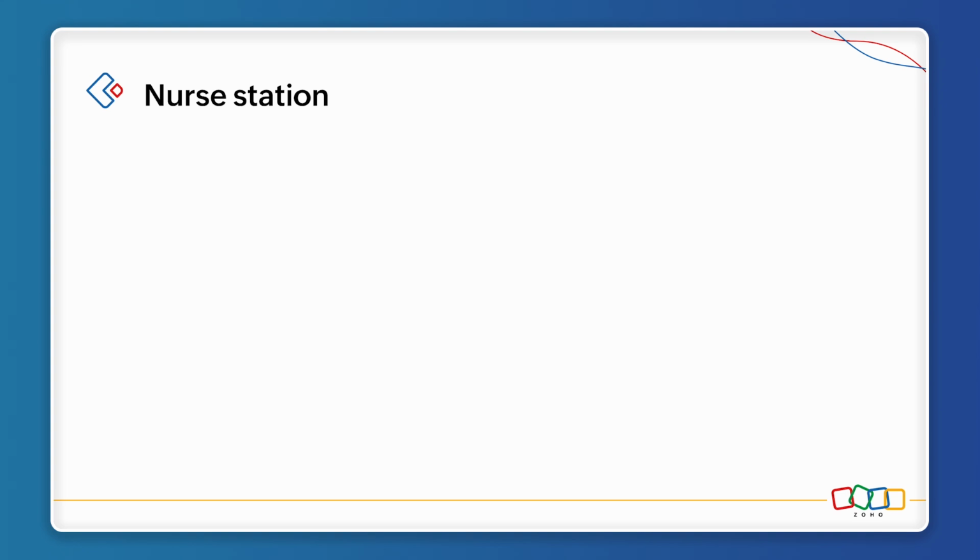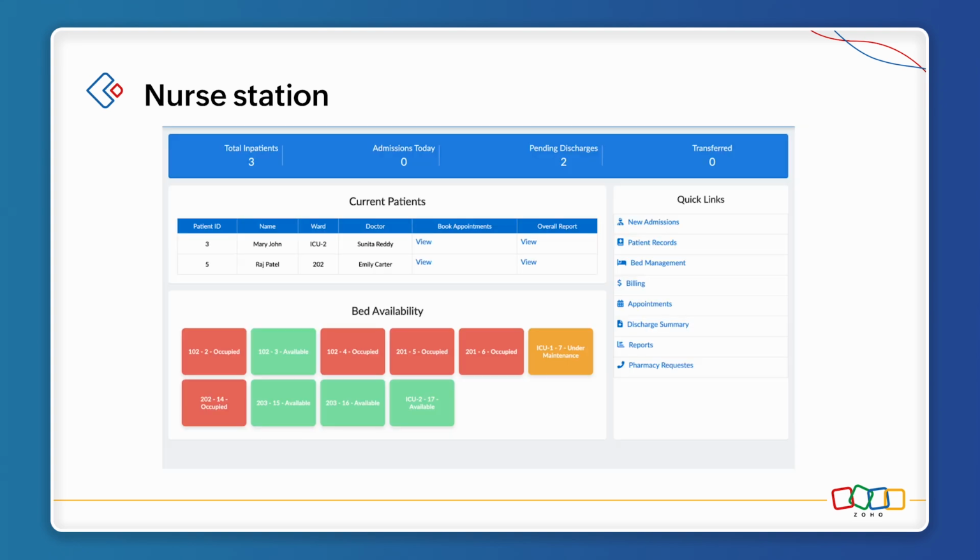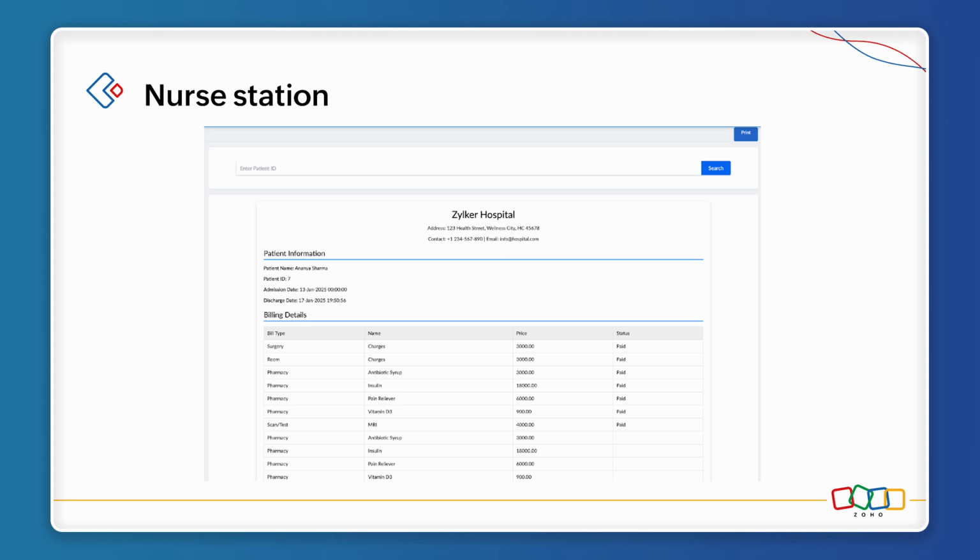And the next set of activity that the nurse station can do is that they can view the discharge summary. So once they have completed the overall treatment process and they discharge the patient, they can always view the discharge summary of the patient, and if they wish to take a printout of it and share it with the patient, that is also possible, right?